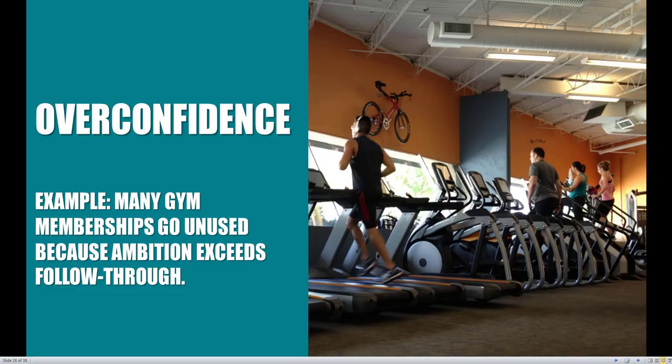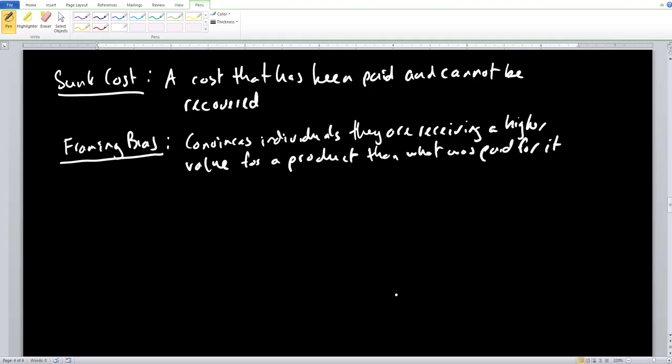The third factor is going to be overconfidence. And overconfidence is exactly that. You are overconfident in your own abilities. What you believe about yourself is greater than the objective measurements of that particular argument. So here, overconfidence.